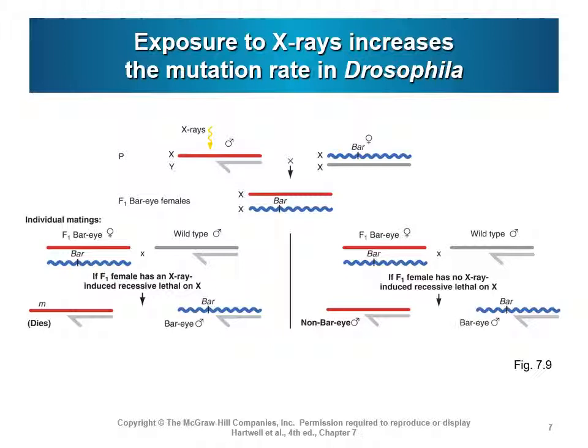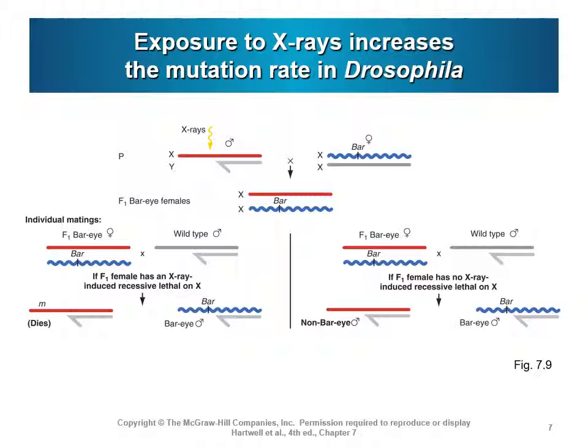So here, let's look at the model of this experiment. There is a male that was X-ray radiated, and there is a female that carries the Bar gene, which is an X-linked gene. So their offspring will have the Bar female. Let's look at the two scenarios.